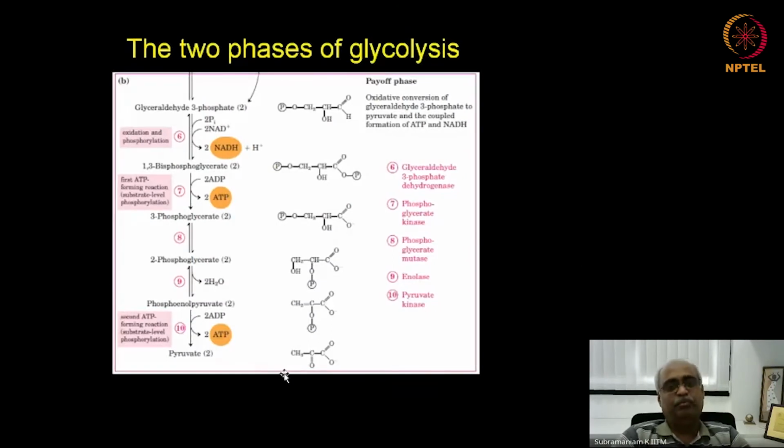And this is the payoff phase, meaning the energy-yielding phase, where we see this aldehyde group oxidation. That oxidation energy is used to reduce NAD to NADH, as well as to generate this high-energy compound by making a mixed anhydride structure. And during hydrolysis, you generate and produce 2 ATP. And so that is one payoff. Then you have the second payoff at this phosphoenolpyruvate to pyruvate step.